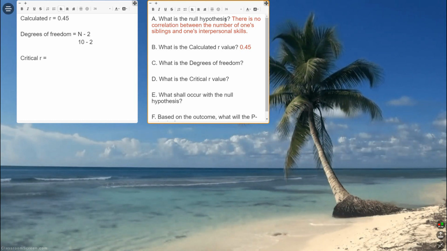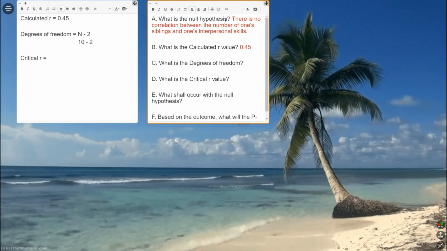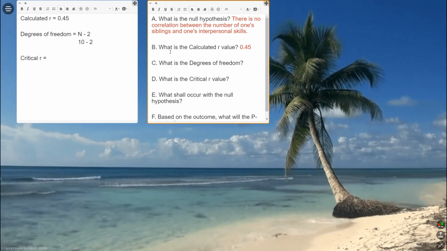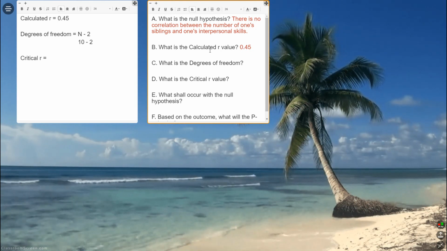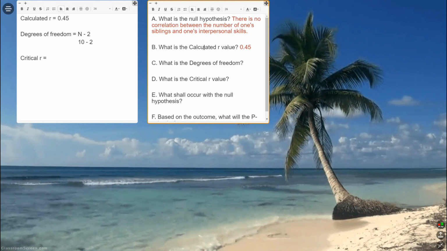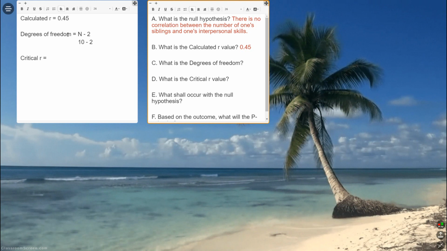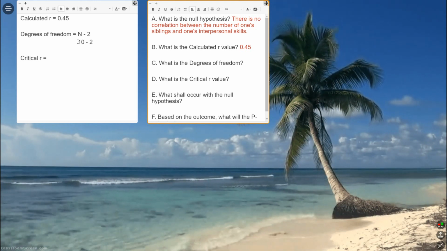My example is there is no correlation between the number of one's siblings and one's interpersonal skills. The next question is, what's the calculated R value? We know that, 0.45. We did that because we did math, we know we did something calculated. Degrees of freedom, the formula again for correlation, n minus 2.